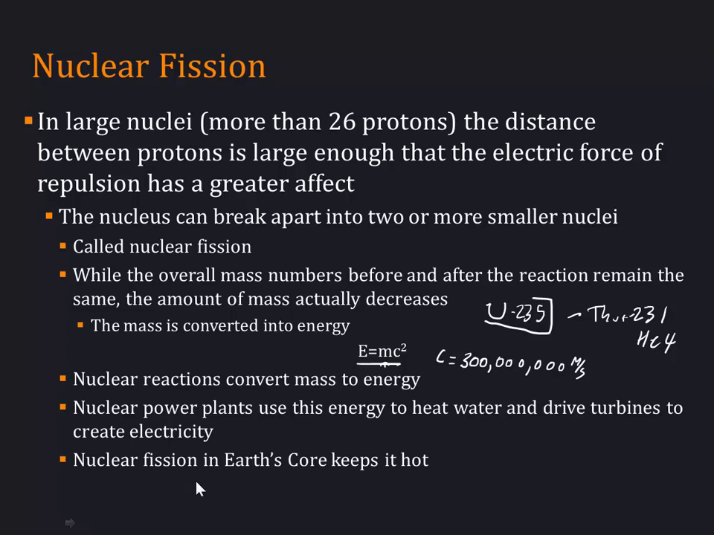So nuclear fission powers nuclear power plants. We use that energy to heat water, and that makes steam, and then the steam drives turbines, and that creates electricity for us. Nuclear fission in the Earth's core keeps it hot, and of course that drives convection currents in the mantle, which drives plate tectonics and keeps the continents drifting, volcanoes and earthquakes and things like that.